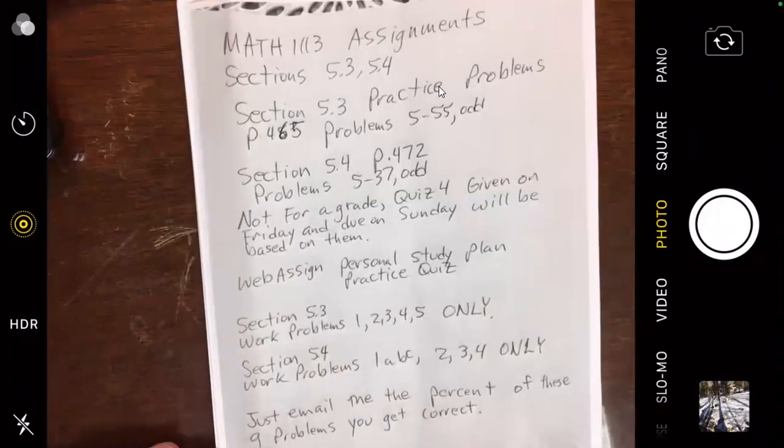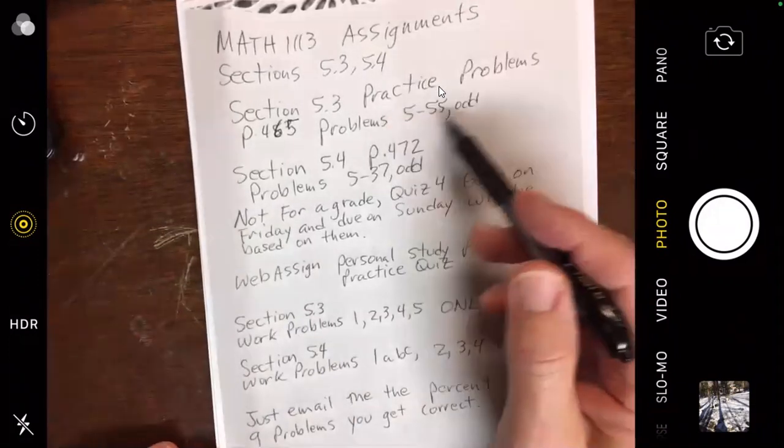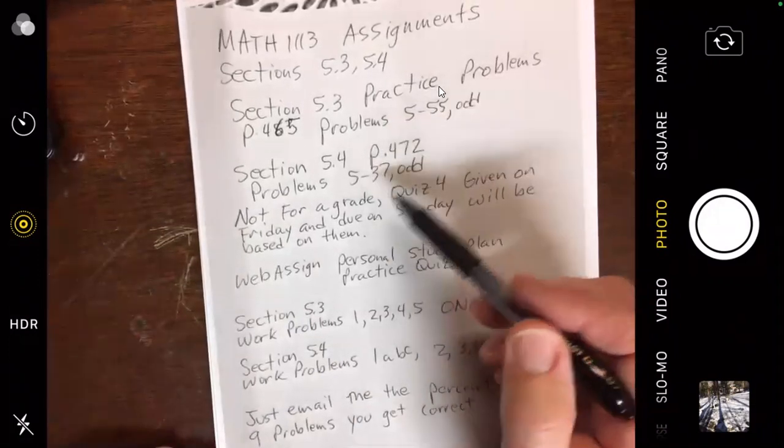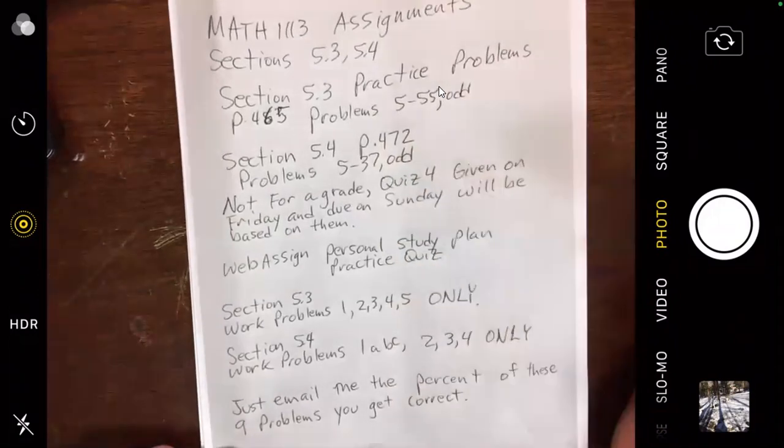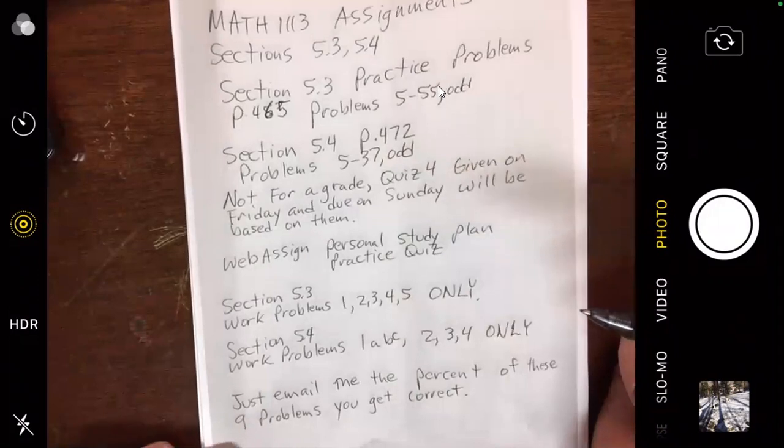Section 5.3, practice problems. A lot of different sections in this. And in section 5.4, practice problems 5 to 37. Not for a grade, but we'll have quiz 4 on Friday that will cover them.